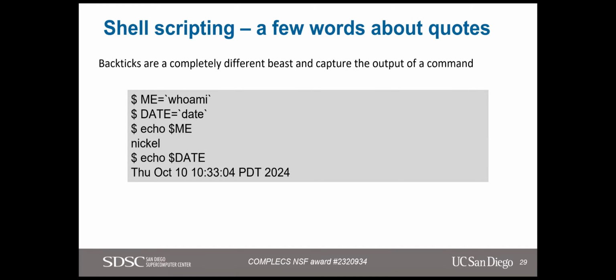There's also backticks. Backticks are completely different, and they capture the output of a command. So for me, with backticks, whoami will respond with who the current user is who is typing the command. Date will return the current date. So when I ran this, again, it returned my username, Nicole, and the current date.